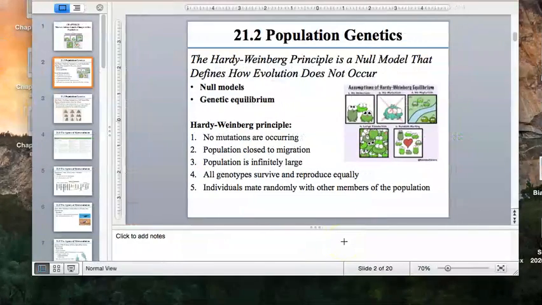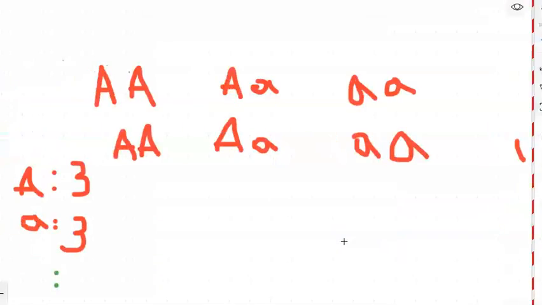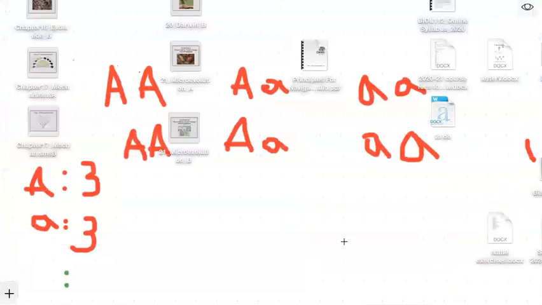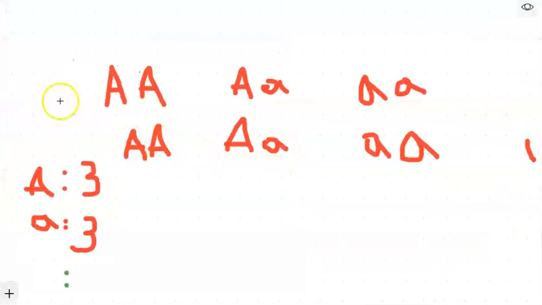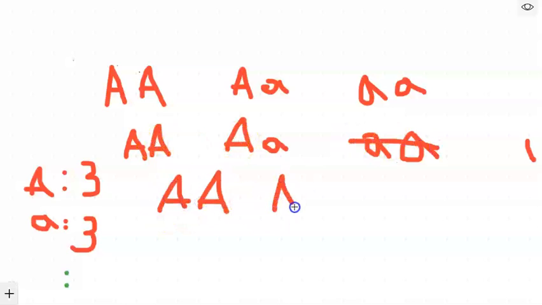Number 4, all genotypes survive and reproduce equally. Okay, so let's say for sake of argument that these reproduce the best, so homozygous dominant ones reproduce the most. That means these aren't going to get a mate as often. These are going to reproduce. And what's your next generation going to look like? I don't know. Let's say it's this.